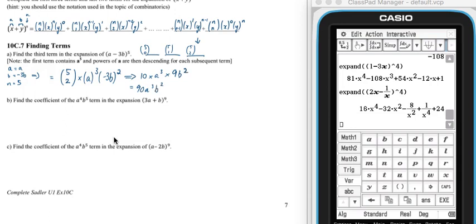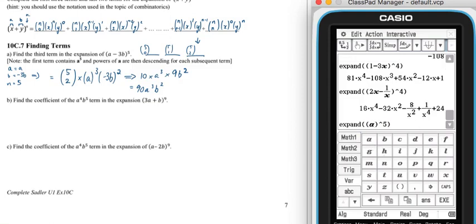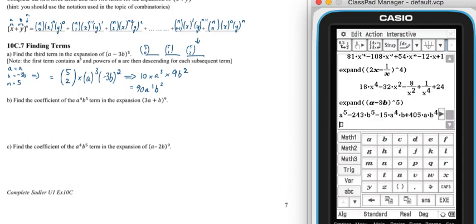Now, to double check our answer, we can always just expand. We'll still follow that same process. I'm going to copy that down, and this is going to be to the power of 5. We're looking at a minus 3b. Press enter.